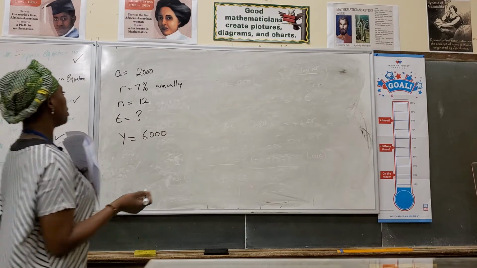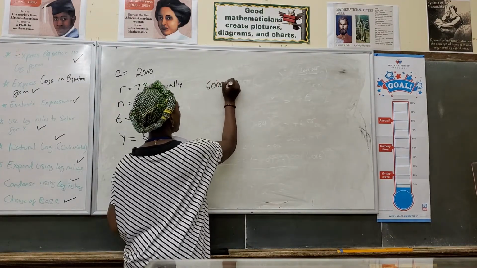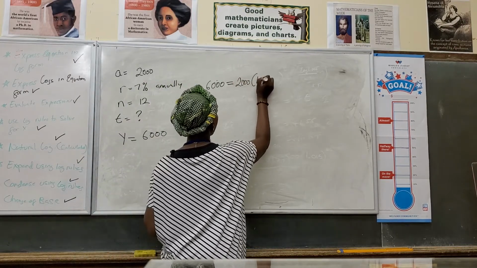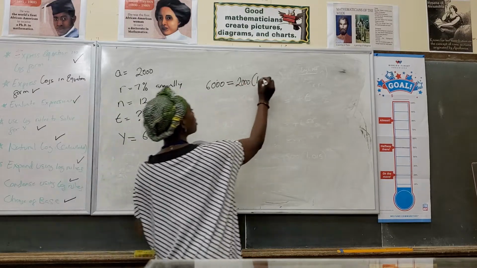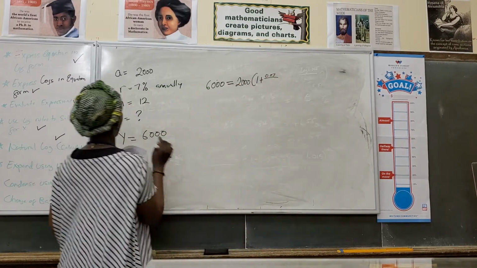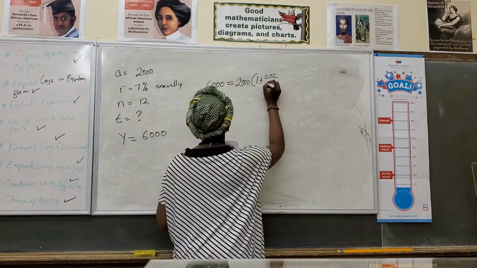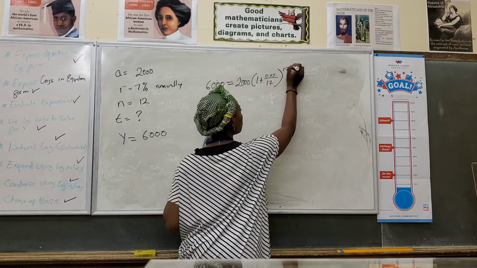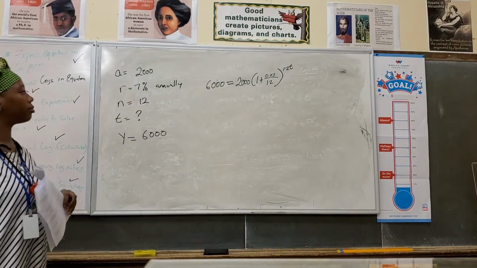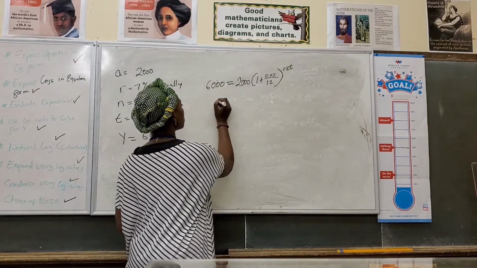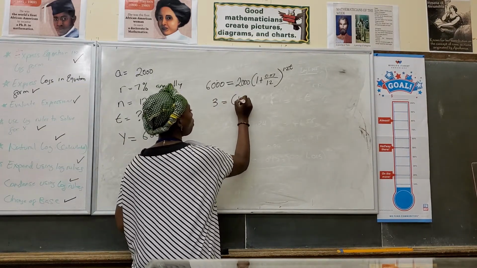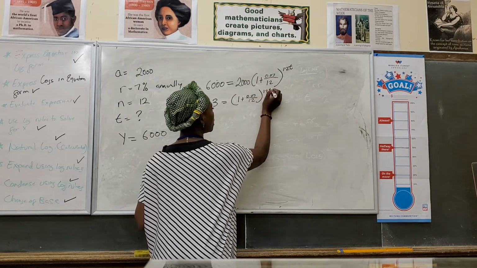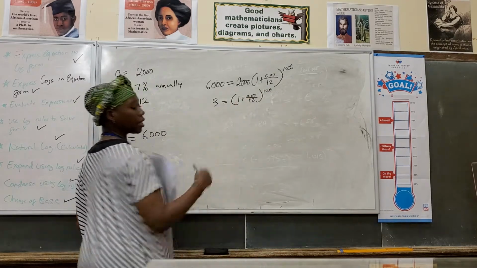So triple of this, when will my output be 6,000? When will it triple? So then I go ahead and say 6,000 is equal to, and our initial amount was 2,000. 1 plus our rate is 7%, so 0.07 over our number of times annually, so that's 12, raised to the power of 12 times annually, and we don't know what t is, so 12t.